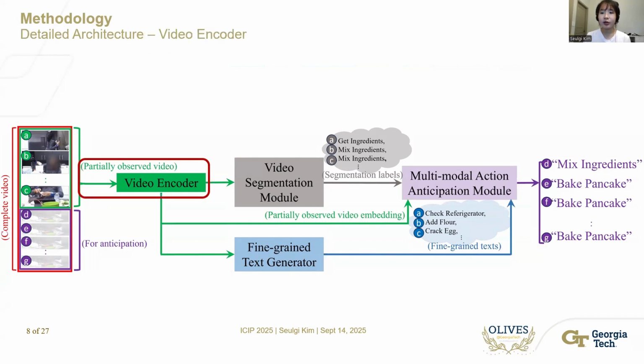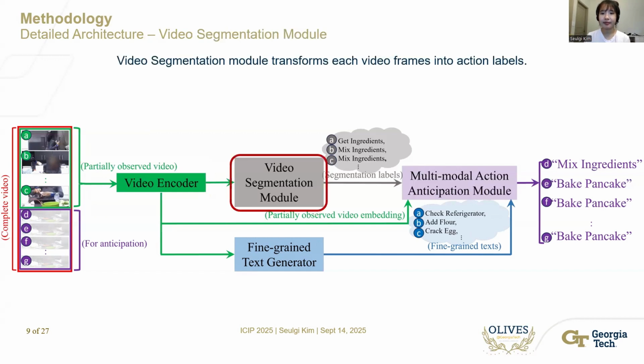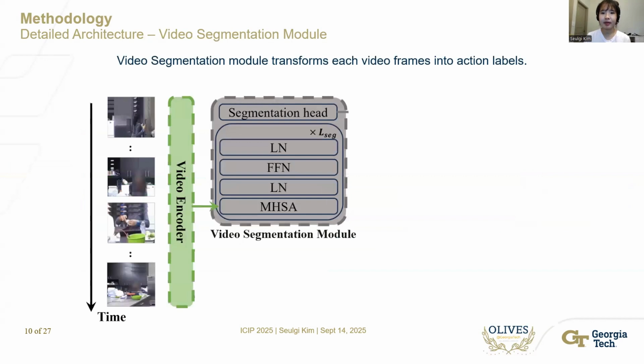First, the video encoder projects the raw video input into a d-dimensional feature space. In our implementation, we use ResNet as the backbone encoder. These extracted features are fed into the video segmentation module, which outputs frame-wise action labels such as get ingredients or mix ingredients. The module consists of a stack of transformer layers, specifically multi-head self-attention, layer normalization, and feed-forward layers, which learn to assign an action label that corresponds to each frame.